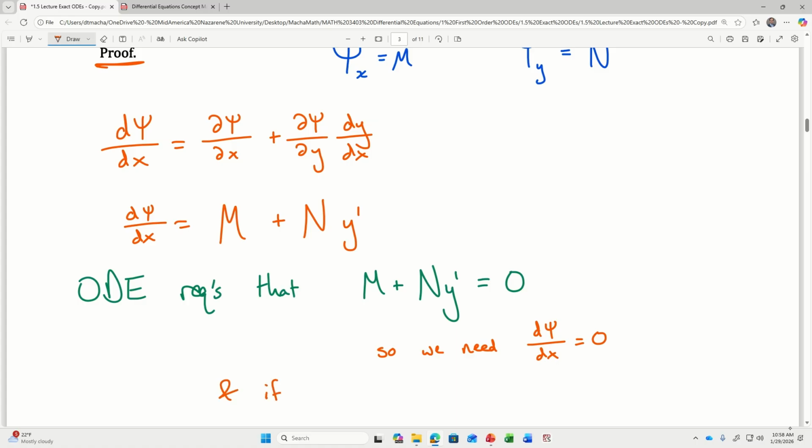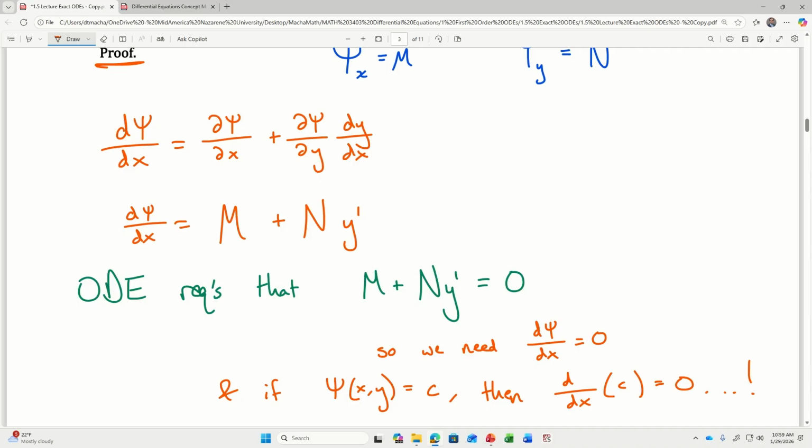And if we set my function psi equal to a constant, then the derivative of a constant is equal to 0. So now we know that the solution has to look like this function psi equal to a constant.